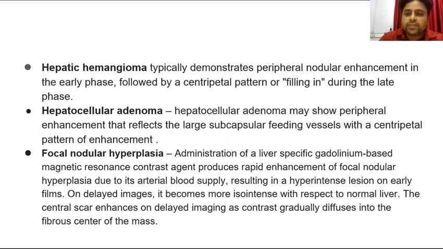Hepatic hemangioma typically demonstrates peripheral nodular enhancement in the early phase, followed by a centripetal pattern of filling during the late phase. Hepatocellular carcinoma may show peripheral enhancement with a centripetal pattern of enhancement. Focal nodular hyperplasia: administration of liver-specific gadolinium-based magnetic resonance contrast agent produces rapid enhancement of focal nodular hyperplasia due to reduced arterial blood supply, resulting in a hypointense lesion on early films. On delayed image, it becomes more isointense with respect to normal liver. The central scar enhances on delayed image as contrast gradually diffuses into the fibrous center of the mass.